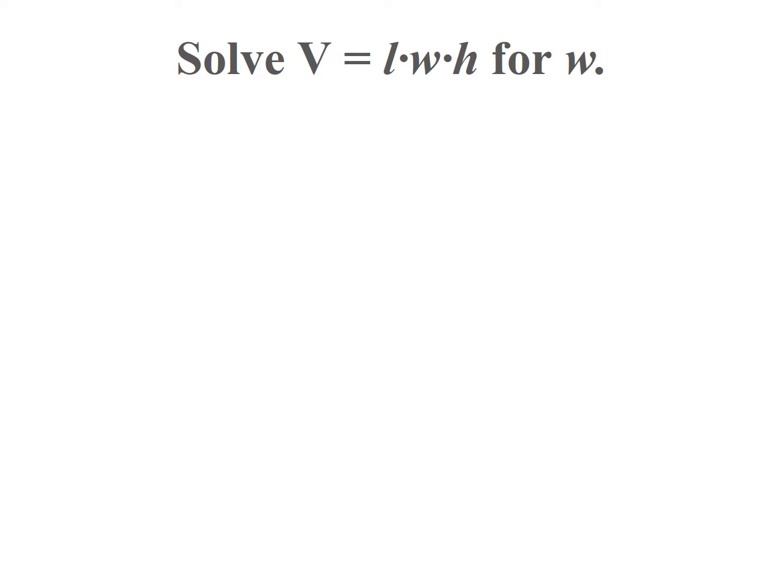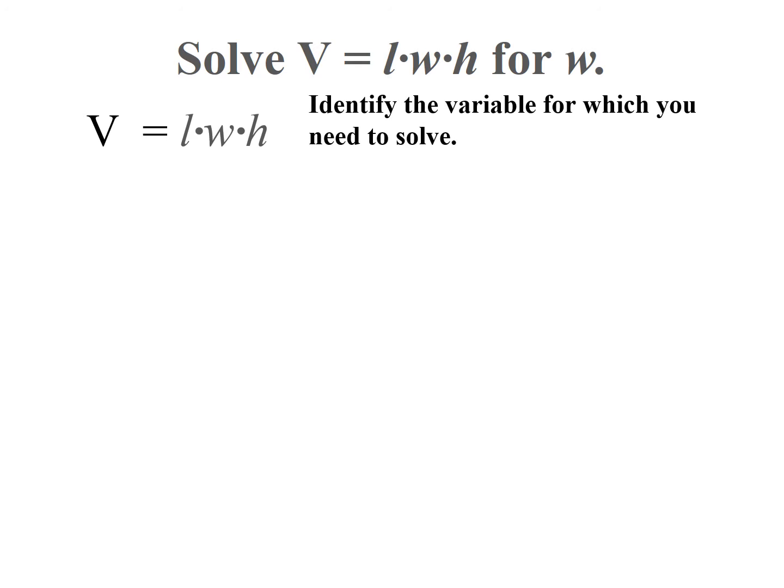Next example gets a little bit more complicated. So now we're dealing with volume equals length times width times height. That's what those dots mean, multiplication. And so we need to get rid of everything that is not W. So we want to isolate W. So just put a box around it. That's what we're going for.